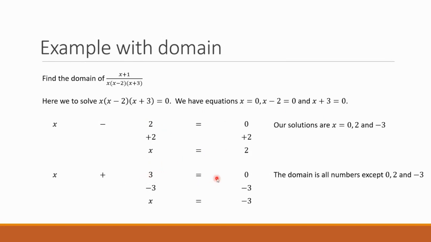From here, same idea. x plus 3 is 0. Solve for x. Subtract 3 from each side. So we get x equals minus 3. Okay? So here the solutions to this equation are 0, 2, and -3. The domain then is all numbers except 0, 2, and -3. So everything else is the domain. So that's what the domain would be for this rational expression. Okay, any questions on that?